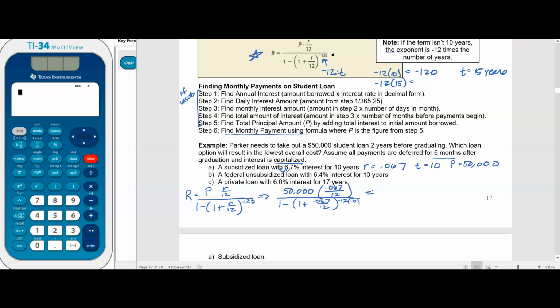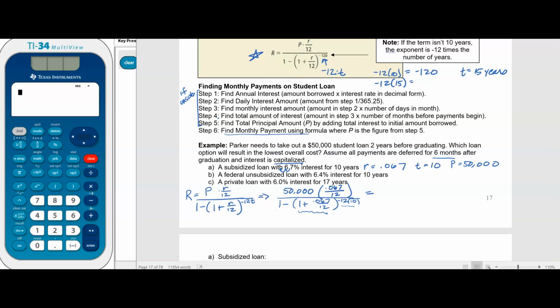If you have a calculator that does not have an N over D button, what I would suggest at this point is to get more paper and evaluate the top. Write down the answer without rounding. Evaluate the bottom by doing the inside of the parentheses first, then the exponent, and then doing 1 minus that number, and then the very last step you'll divide the two. So you're really doing everything step by step.